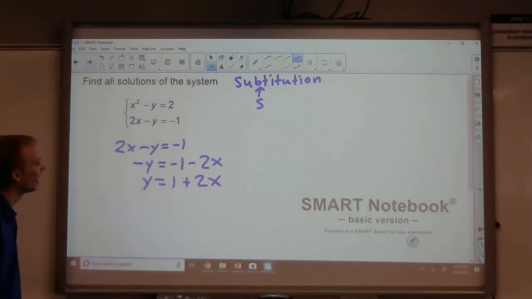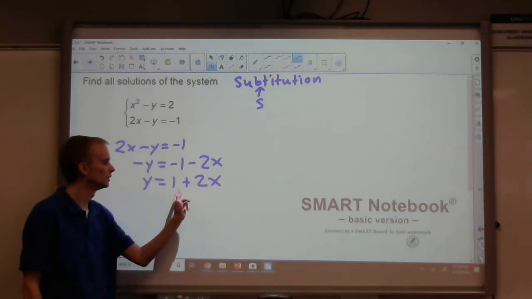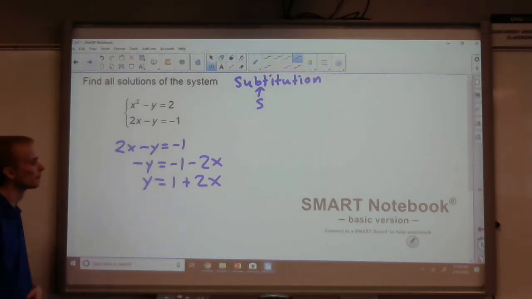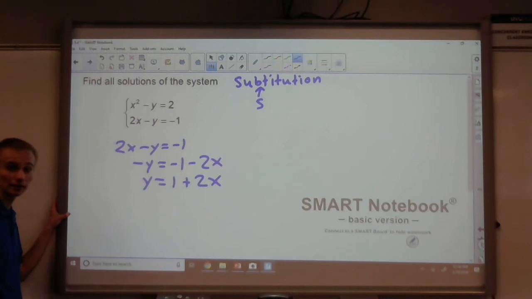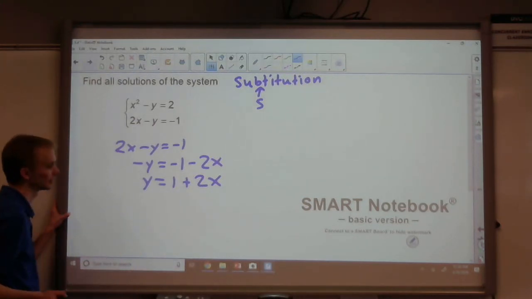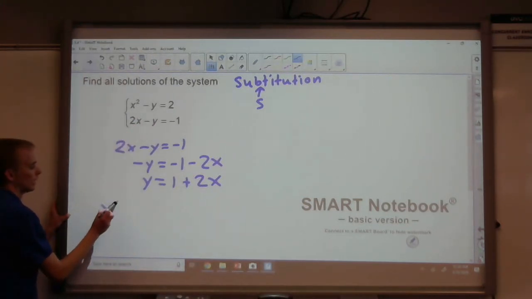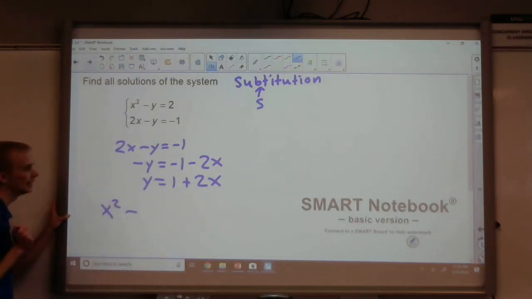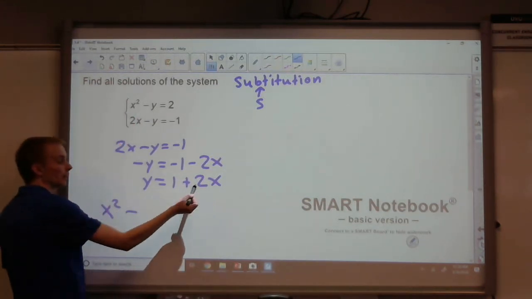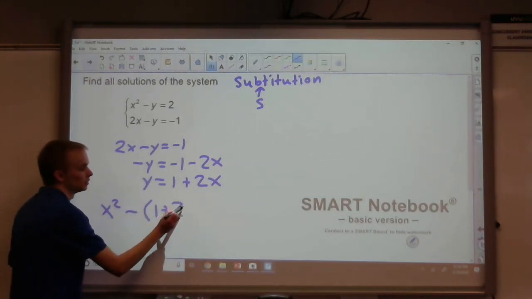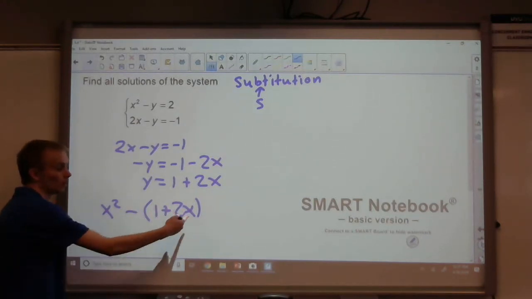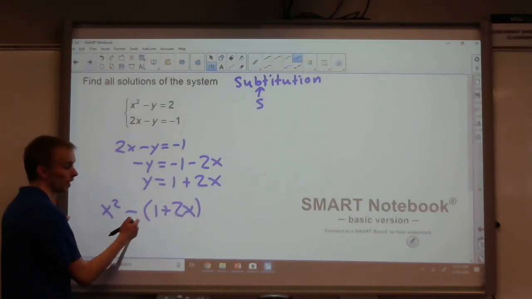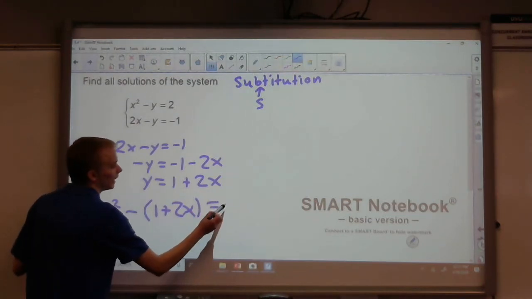Okay, so we've got y equals 1 plus 2x. Now I'm going to plug that into the other equation for y. Everywhere there's a y, I'm going to put this 1 plus 2x in there. So I've got x squared minus y, so I'm going to plug in this 1 plus 2x. Be careful to put parentheses, right? Because the minus goes to all of this, not just to the 1. And this equals 2.